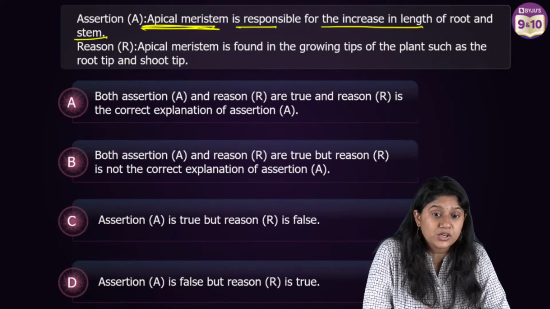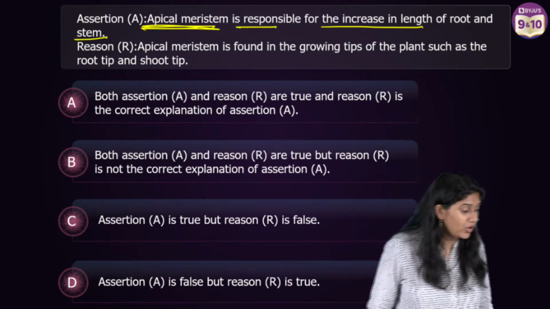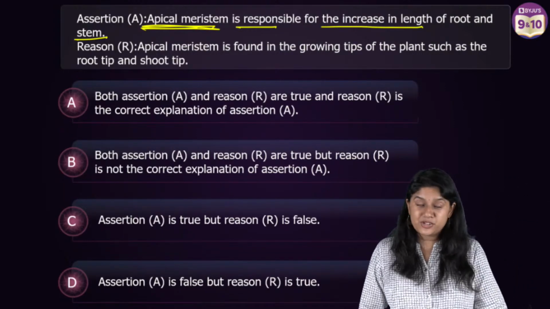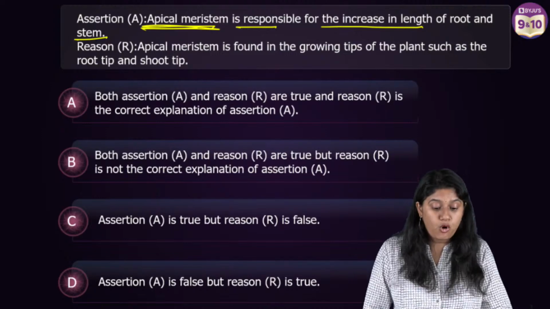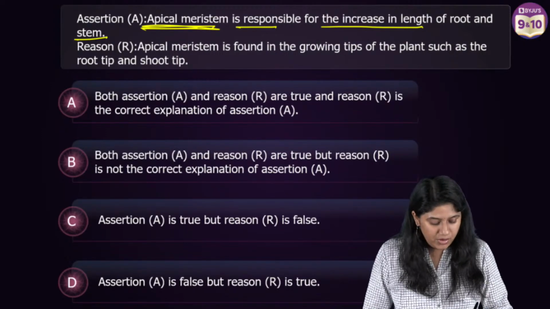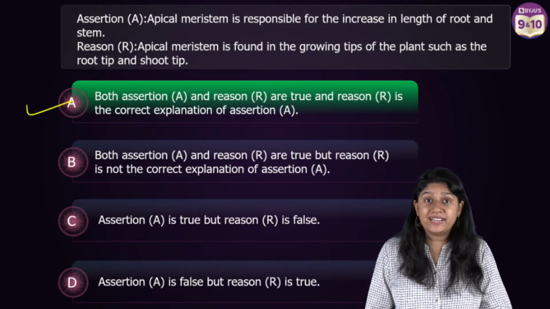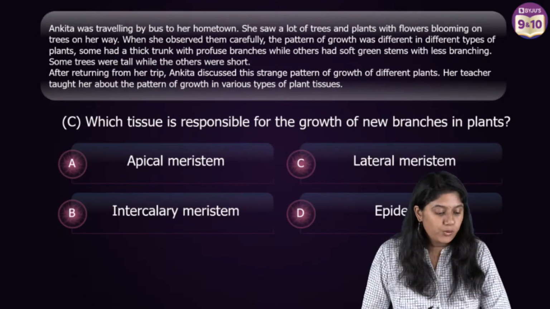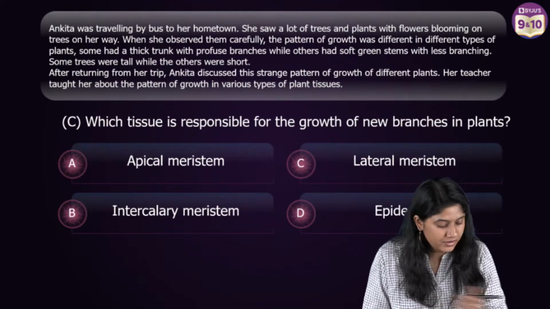Yes, Uday, please, can you ask a question? Very good, Uday. You're answering. If you have doubt, please ask. The reason is apical meristem is found in the growing tip of the plant, such as the root tip and the shoot tip. Very good, everyone. Both the statements are correct and the reason is the absolutely correct explanation. So that's correct. Moving to the C part, everyone.